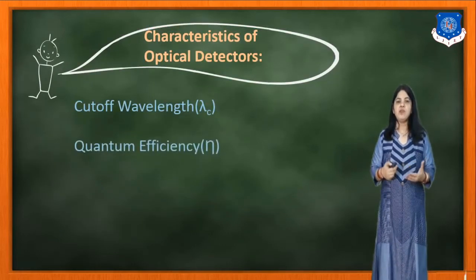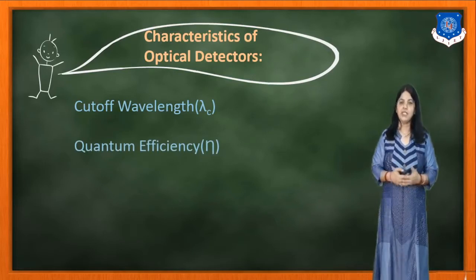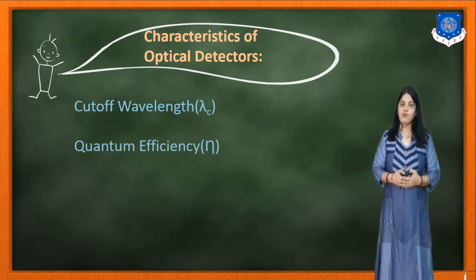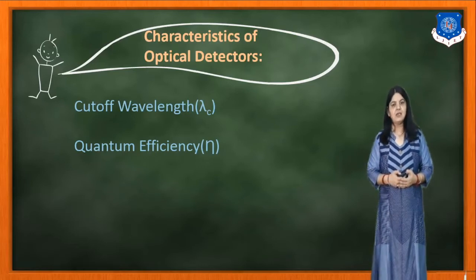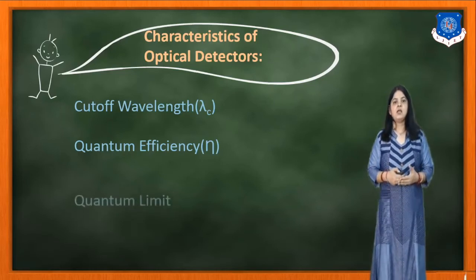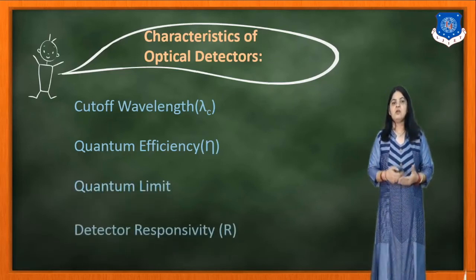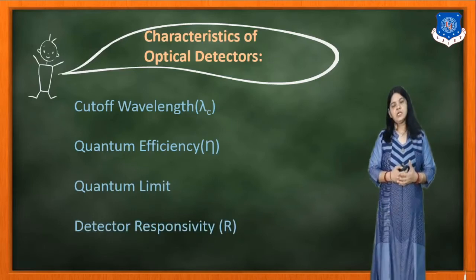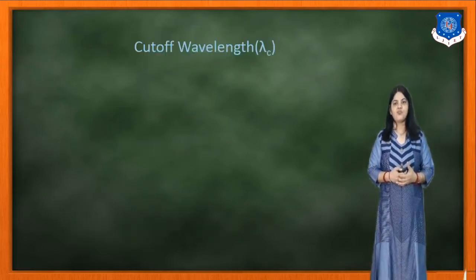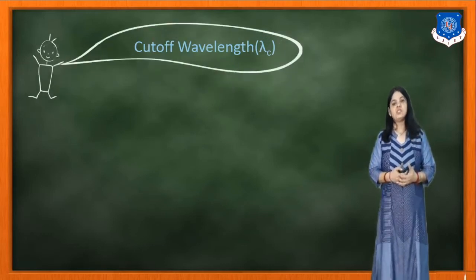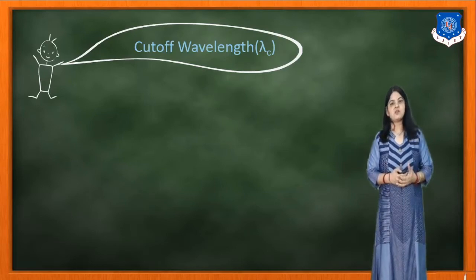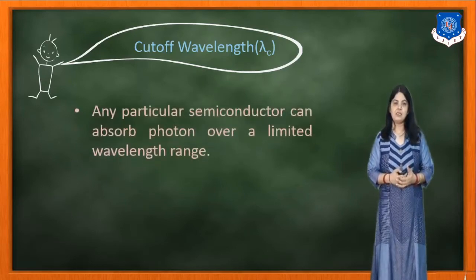The characteristics of the optical detectors are cutoff wavelength, denoted by lambda c, quantum efficiency, denoted by eta, quantum limit, and detector responsivity, denoted by R. These are the various characteristics of the optical detector. We will study the characteristics one by one in detail. Very first, the cutoff wavelength lambda c.